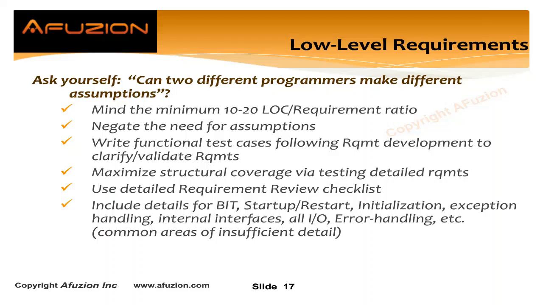So we recommend a minimum of 10 to 20 requirements per line of code. So I said that backwards. My apologies. No more than 10 to 20 lines of code per requirement. This negates the need for assumptions. The average that we see in industry is 40 to 50 lines of code per requirement. That means the developer is making too many assumptions.